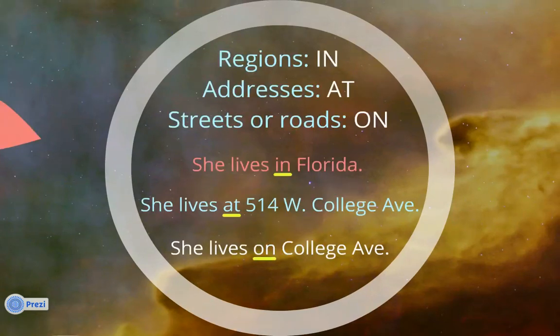And one last thing to look at. Regions require in, addresses at, and streets or roads on. She lives in Florida. She lives at 514 West College Ave. She lives on College Ave. If we misuse these, the sentence wouldn't make sense at all.